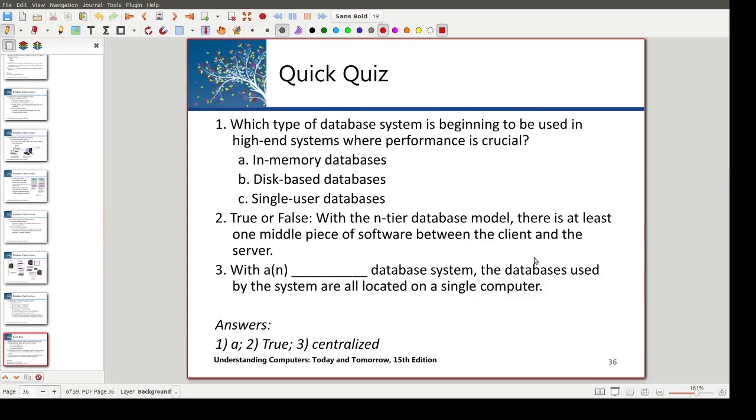A quick quiz here: which type of database system is beginning to be used in high-end systems where performance is crucial? In-memory databases. I just mentioned it a few seconds ago. True or false? With n-tier database models, there is at least one middle piece of software between client and server. Yes, true. Because if you don't have this one middle piece, it becomes a client-server database management system. And if the databases used by the system are located in a single computer, it is centralized. Okay.